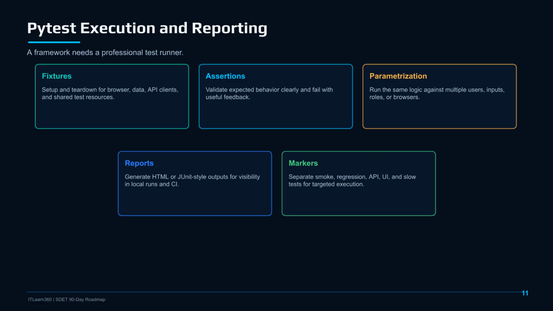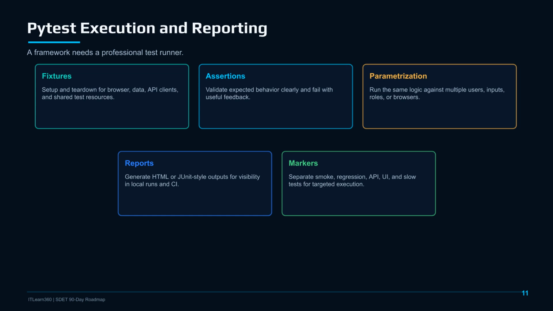Now let us discuss Pytest execution and reporting. Pytest helps you organize and run tests professionally. It supports assertions, fixtures, parameterization, markers, and reporting through plugins or CI output formats. Fixtures are especially useful because they manage setup and teardown. For example, a fixture may open a browser before a test and close it after the test finishes.